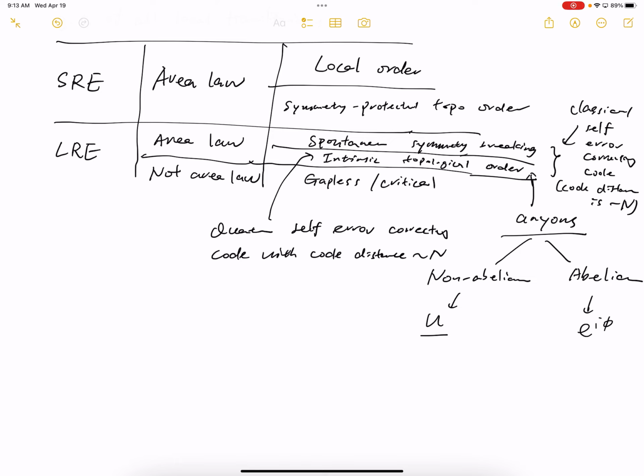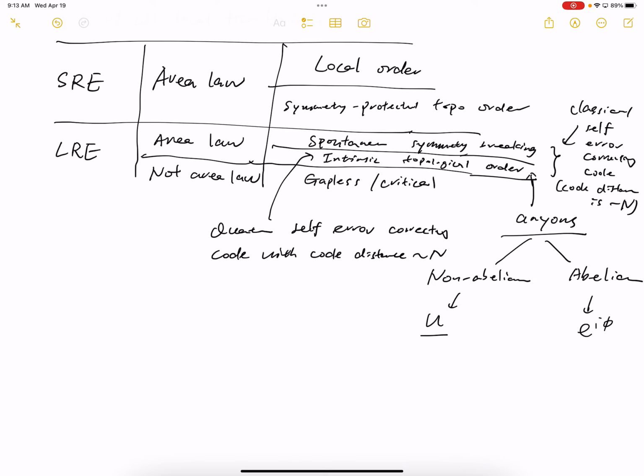Question? So the classical corresponds to spontaneous and quantum to intrinsic? Yeah, quantum is intrinsic. Yeah, that's right. Yeah. So this is also something in that textbook I recommended. So I think it's a really interesting insight. You can really think about these two as classical and quantum error correcting code.